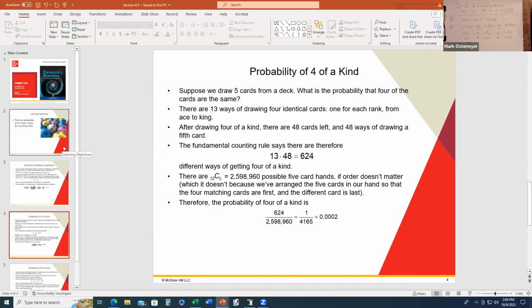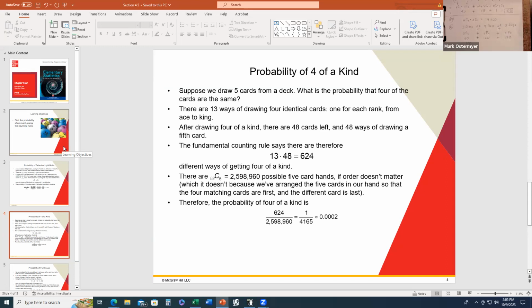So according to the fundamental counting principle, we have 13 different ways of selecting 4 of a kind, whether we select 4 twos or 4 threes or 4 fours or 4 fives or 4 sixes, 4 sevens, 4 eights, 4 nines, 4 tens, 4 jacks, 4 queens, 4 kings, 4 aces, times 48 different ways then of selecting the 5th card if we select 4 of a kind of whatever rank. So there'd be 624 different ways of selecting 4 of a kind. Everybody see this here?